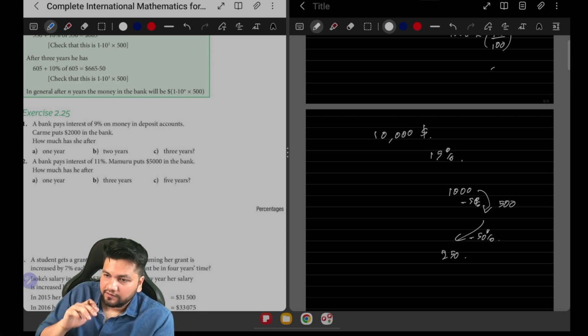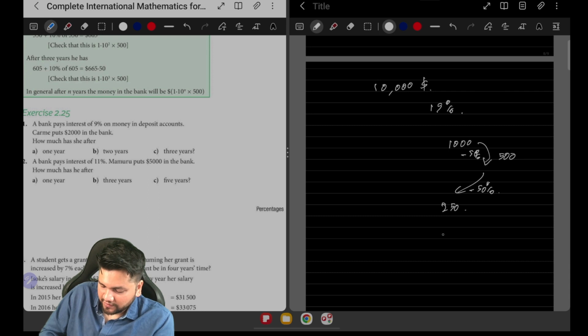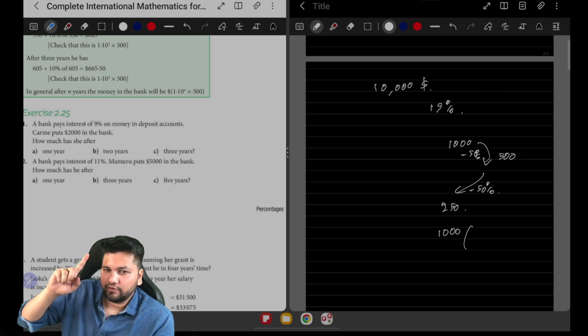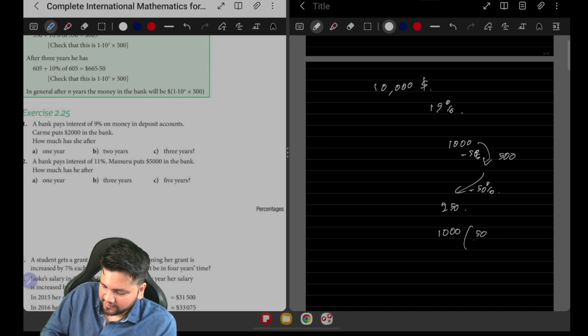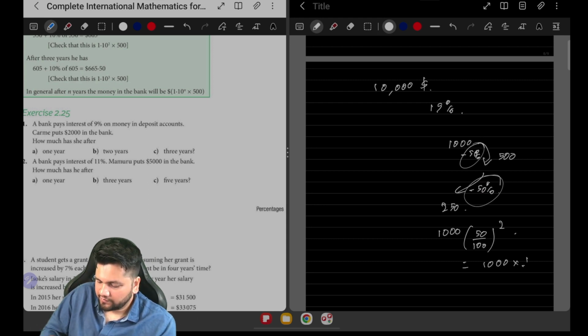Now see, for this also it is quite easier to understand if you concentrate on 50% directly, like we are doing that 50% again and again repeatedly. So it's like 50 by 100. If I want to do it once, it's going to be to the power of 1. But if I do 50%, then again 50%, it's going to be to the power of 2. So as you can see, it's like 1000 into 1 by 4, which is 250.